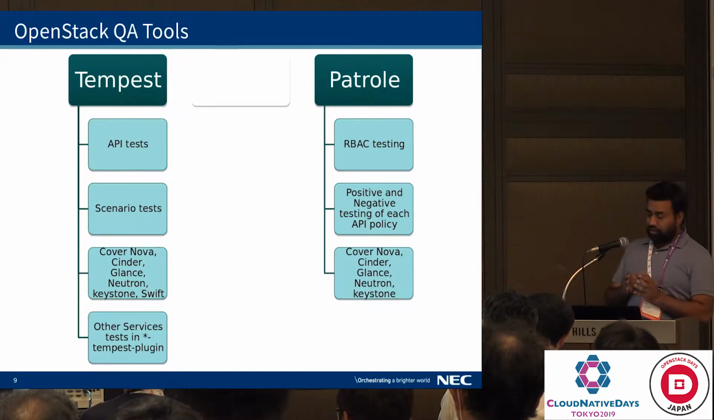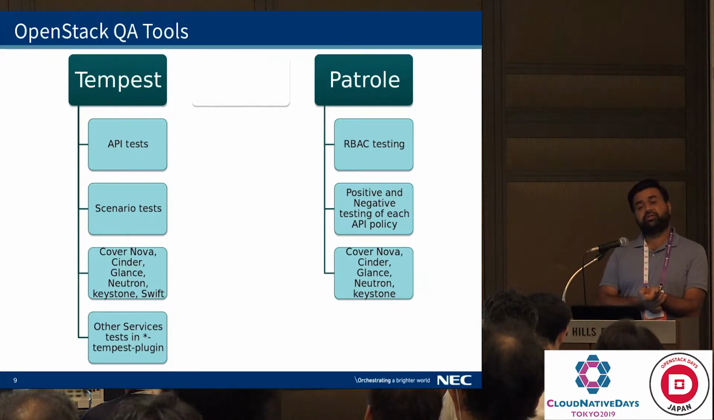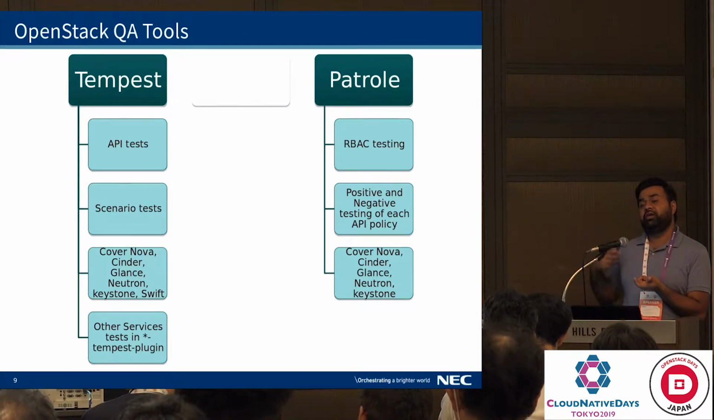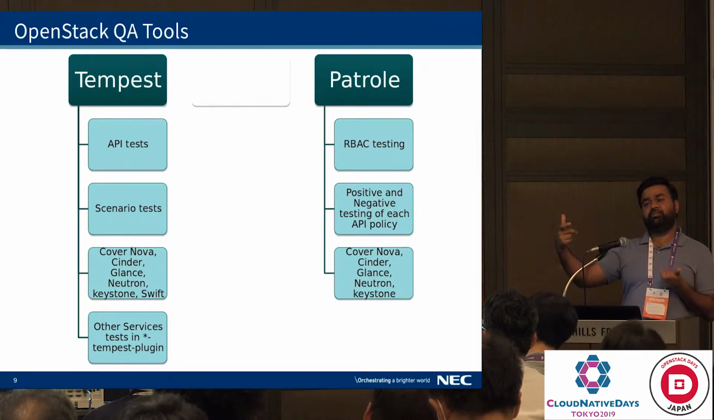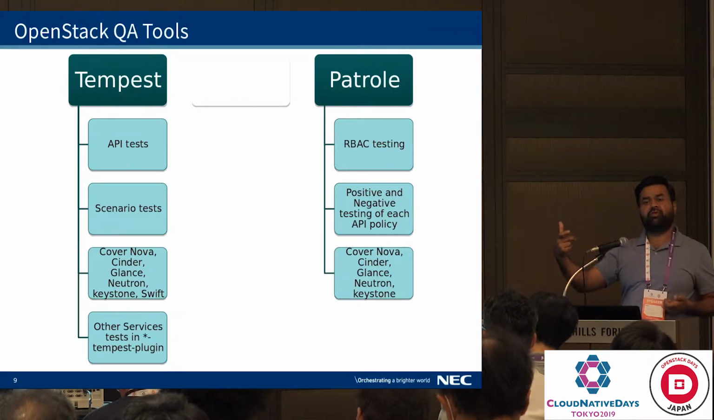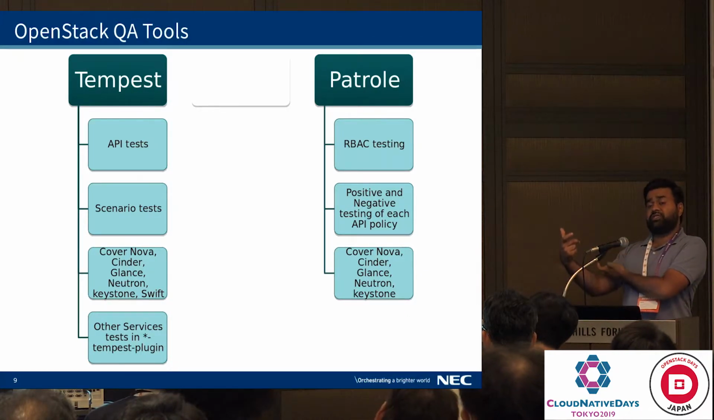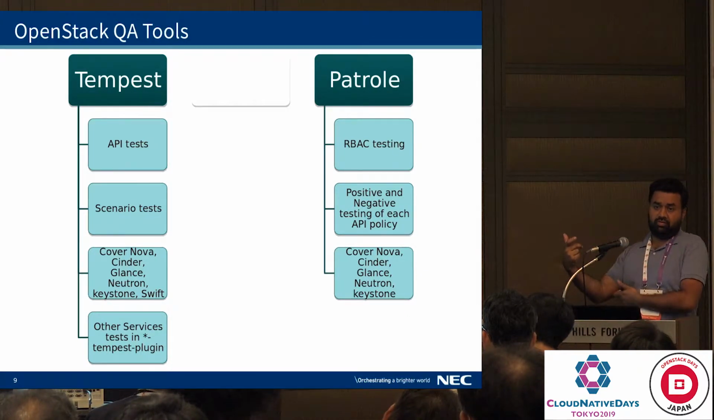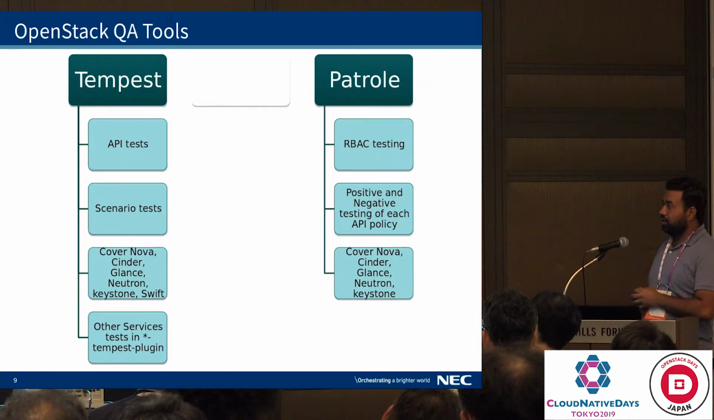You can configure your role, what you want to test on that operation, and you can verify whether that role, if it has access to that API, is able to access the API or not. If it doesn't have access, if it is not supposed to have access to that API, it should return an error. So you can verify with positive and negative test cases.